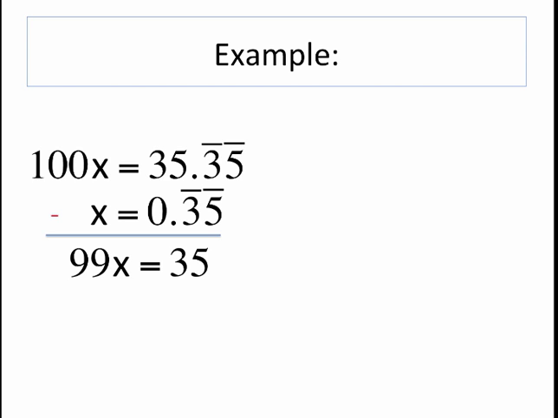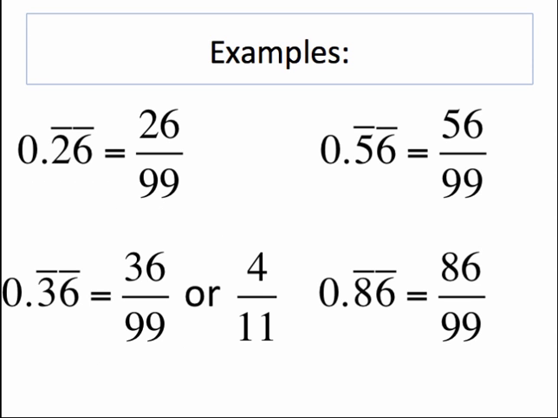Simply divide both sides by 99 and we get x equals 35/99. So you should notice by now that the number of repeating digits represents the number of 9s in the denominator of each of your fractions. Always remember to reduce, like 0.36 repeating reduces to 4/11 in situations like that. Also realize that that pattern would continue to go on. If I had 3 digits repeating, then I would have 3 9s in the denominator of my original fraction.